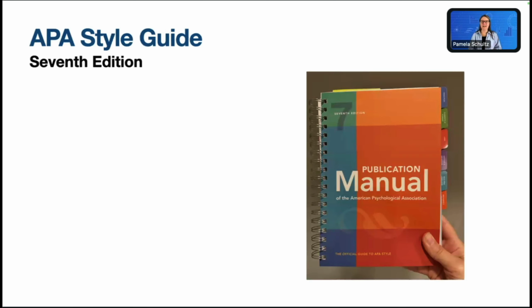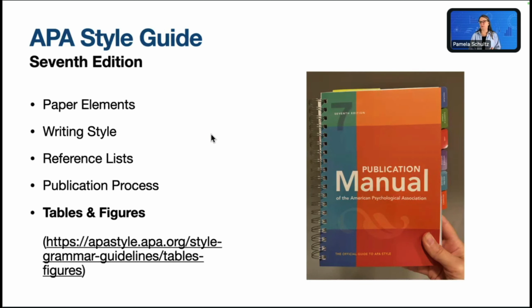As I said, I purchased myself a copy of the APA style guide, the 7th edition, and the guide itself has a lot of different aspects to it. It talks about how to write papers, the publication process itself. I've certainly used the APA guide for how do I format my references in the past, but our focus is on the tables and figures. You can also go to the APA style guide website and get a lot of the information that I'm going to talk about today from there as well.